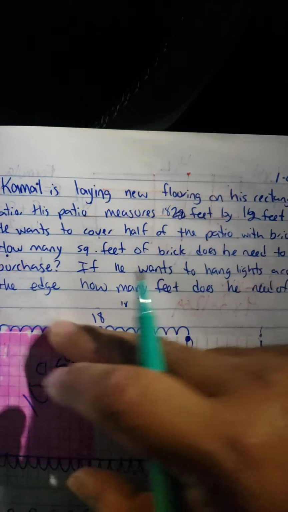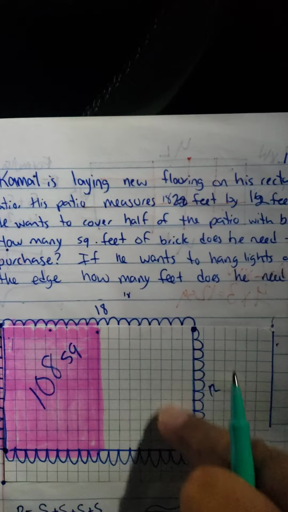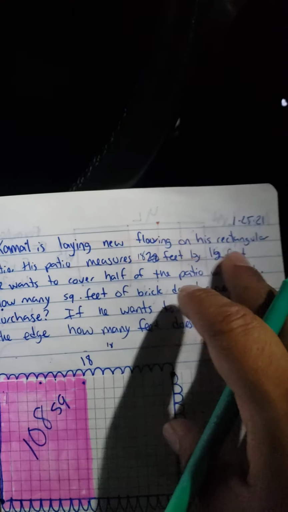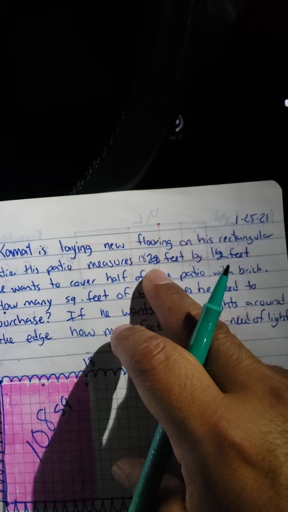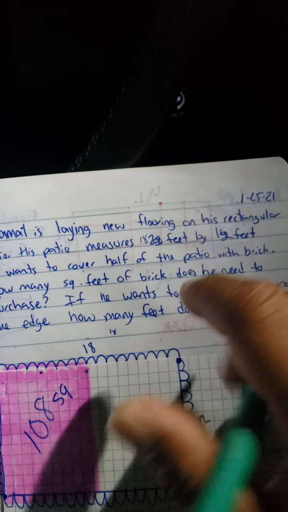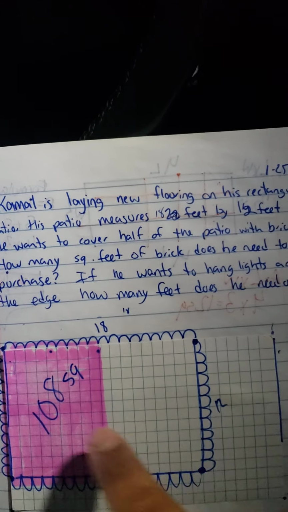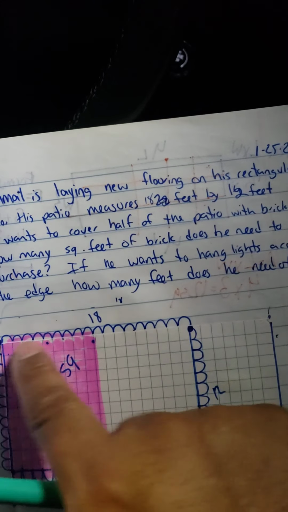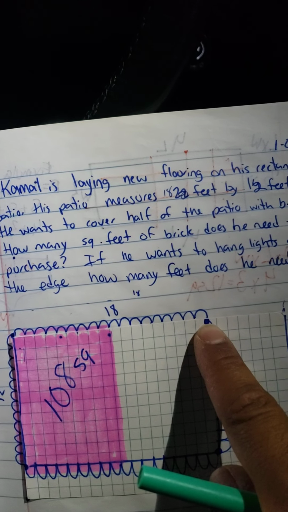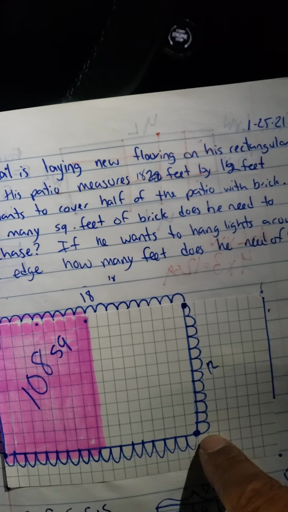On this one, we have the area model, and I've already drawn it for you guys. It says, Kamal is laying new flooring in his rectangular patio. His patio measures 18 feet by 12 feet. So here I would draw 18 feet by 12 feet. 18 little boxes. From here to here, there has to be 18 boxes. And then from here to here, there has to be 12 boxes.